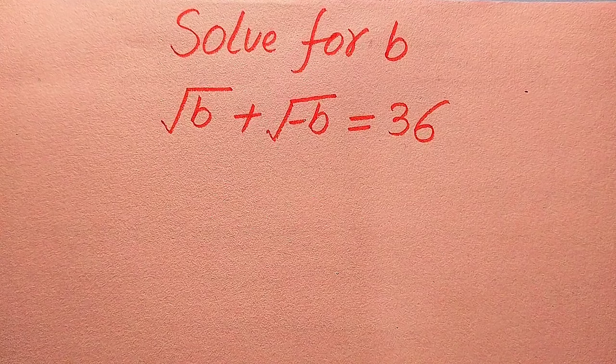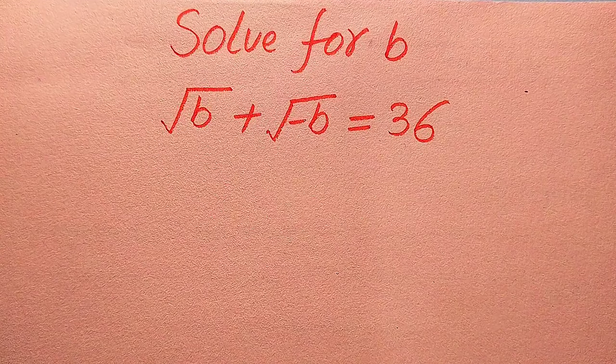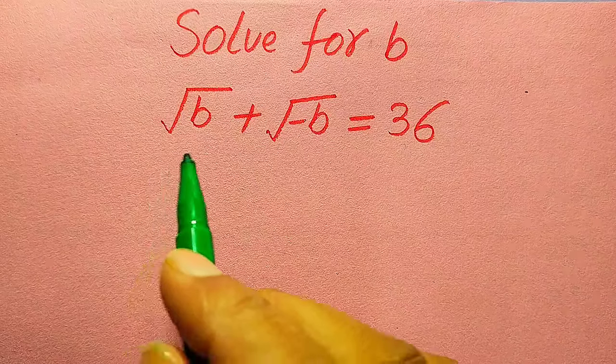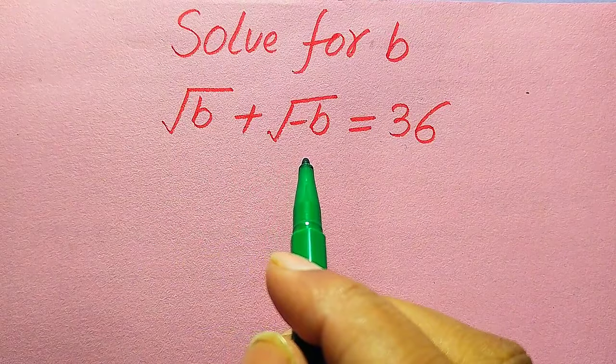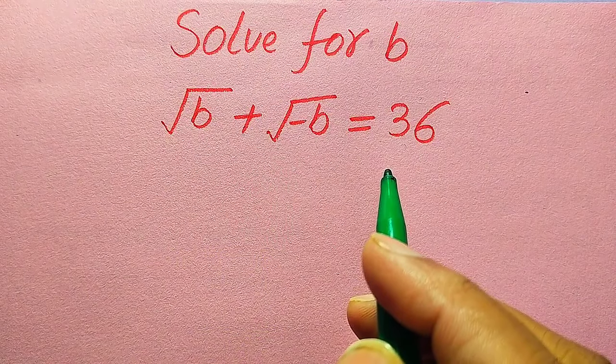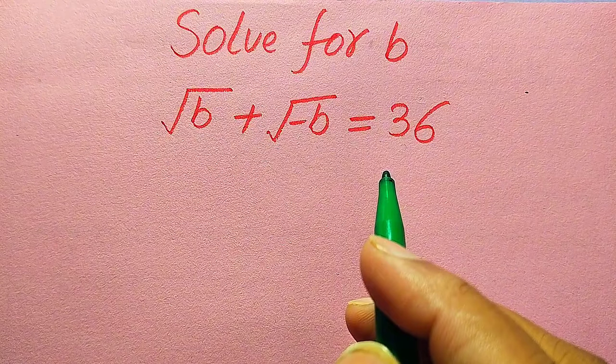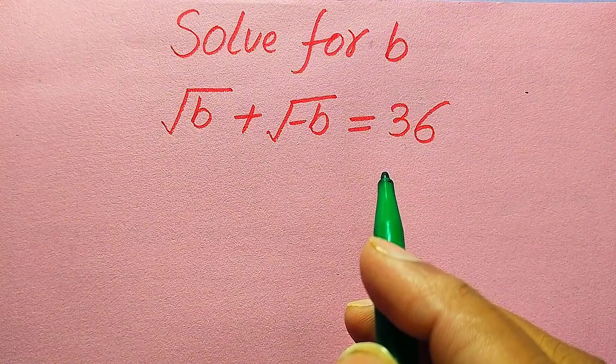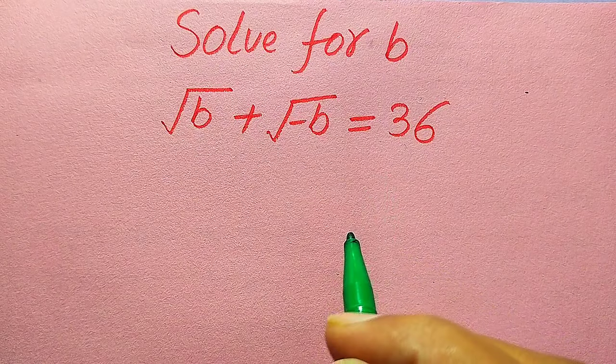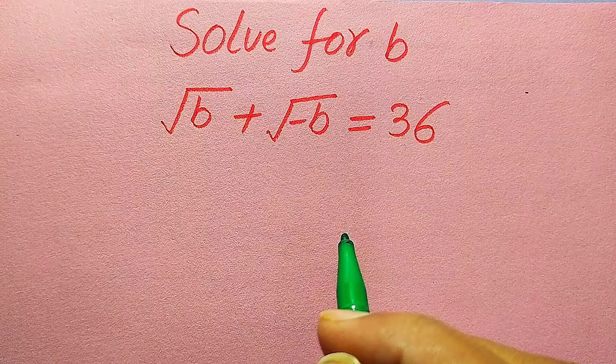Hello everyone, how to solve this problem for the values of b if we have square root of b plus square root of minus b is equal to 36, and we solve this problem for all the values of b. So here we move toward the solution of this problem.